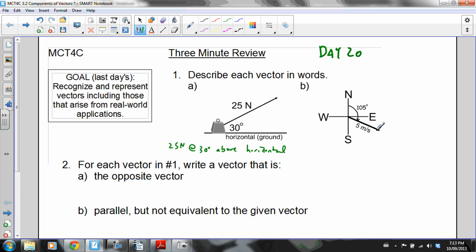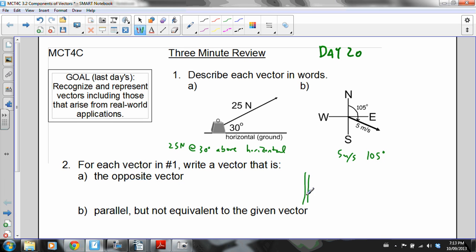This vector shooting off in this direction, it's a velocity vector here, meters per second. Looks like it's 5 meters per second is the magnitude. The direction is at a bearing of 105 degrees. And that's all. We can just stop there because we know what true bearing means.